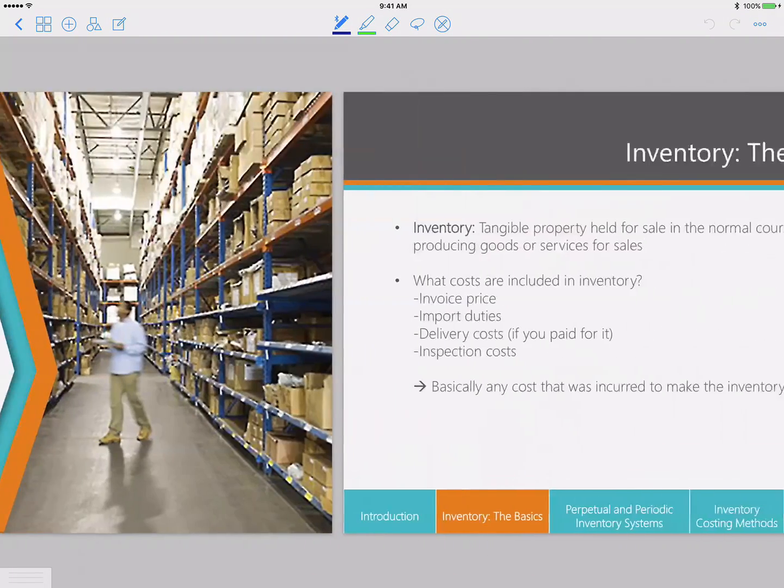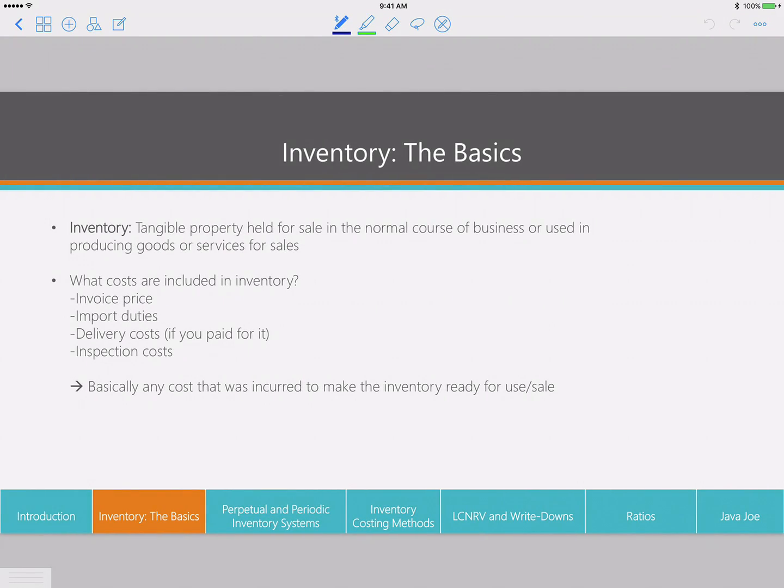So let's go over the basics of inventory. What is inventory? Inventory is tangible property, an actual physical good, that's held for sale in the normal course of business or used in producing goods or services for sale. Inventory is what you use regularly for sales, and that depends on the nature of your business.